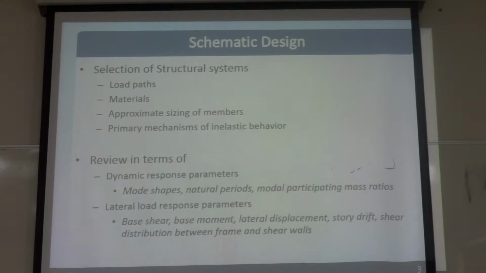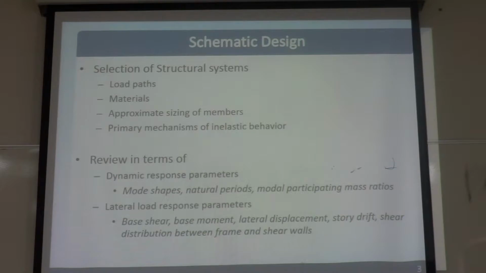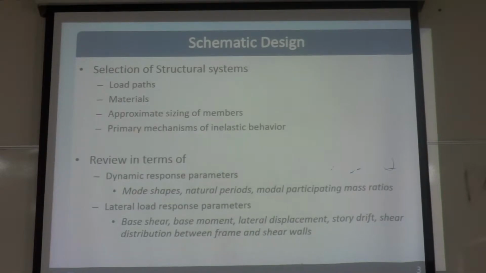And secondly, we have to check the lateral load response parameters: the base shear of the seismic loading and wind loading, as well as the base moment and lateral displacement. We check whether the lateral displacement is within the acceptable limit or not, under wind and under earthquake. But in earthquake, in code-based design, there is no limit. But for wind, people use about H over 400, 300. It depends on the engineer's judgment. And story drift, we have limits in both wind and earthquake.